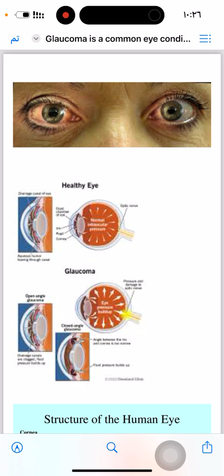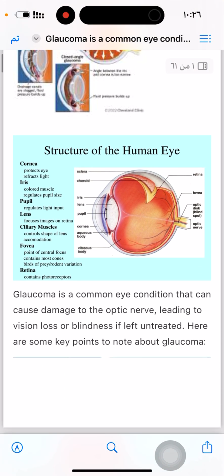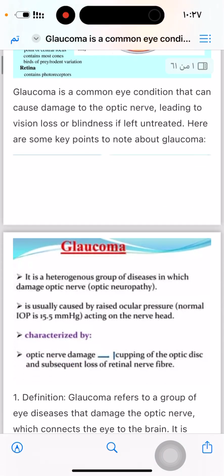I have some notes about this. As you see here, there is a healthy eye, and here, there is glaucoma. The structure of the human eye consists of cornea, iris, pupil, lens, ciliary muscles, fovea, and retina. Glaucoma is a common eye condition that can cause damage to the optic nerve, leading to vision loss or blindness if left untreated. Here are some key points to note about glaucoma.